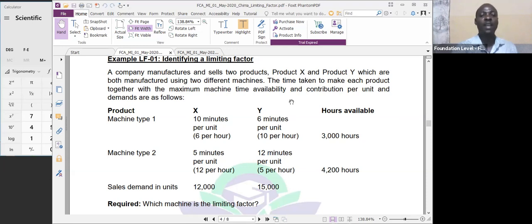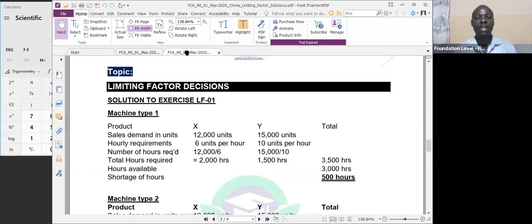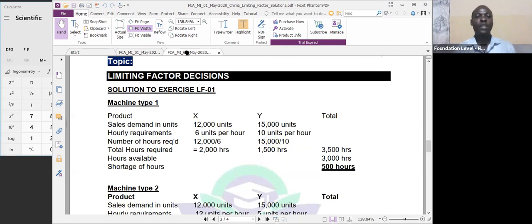How do we identify the scarce resource? Now look at the solution here. We take machine type 1 and machine type 2. First of all, we need to know how many machine hours are required of us, and how many machine hours are available to us. If you look at it here, 3,000 hours is available to us in machine type 1. But how many is required?